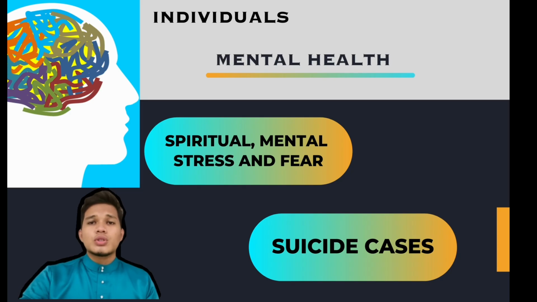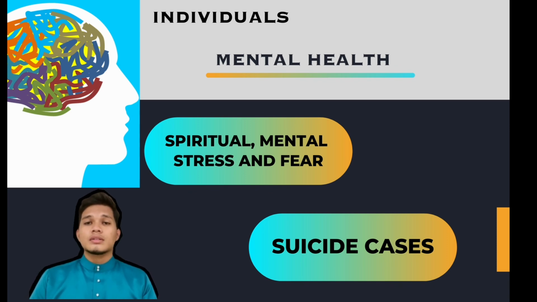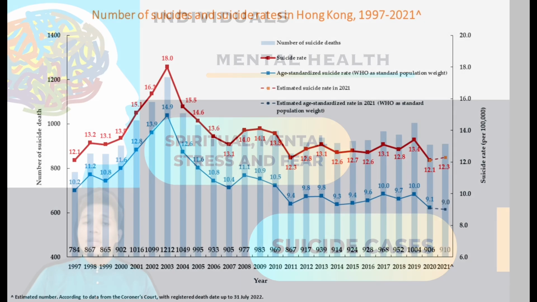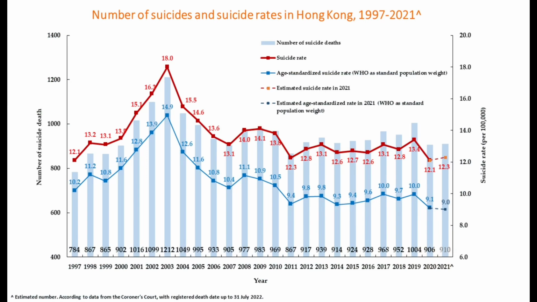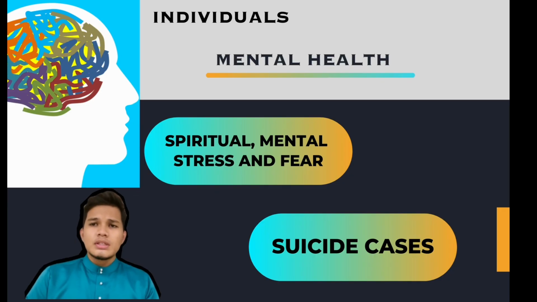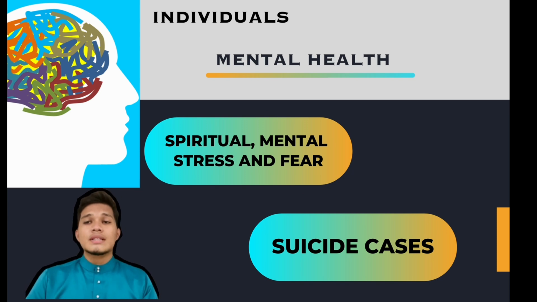Next, constant exposure to negative and false information will affect the way a person thinks, acts, and resolves conflict. Various cases of suicide can be seen happening widely in society. This matter is very worrying and will have a long-lasting impact on family, institutions, and the society.